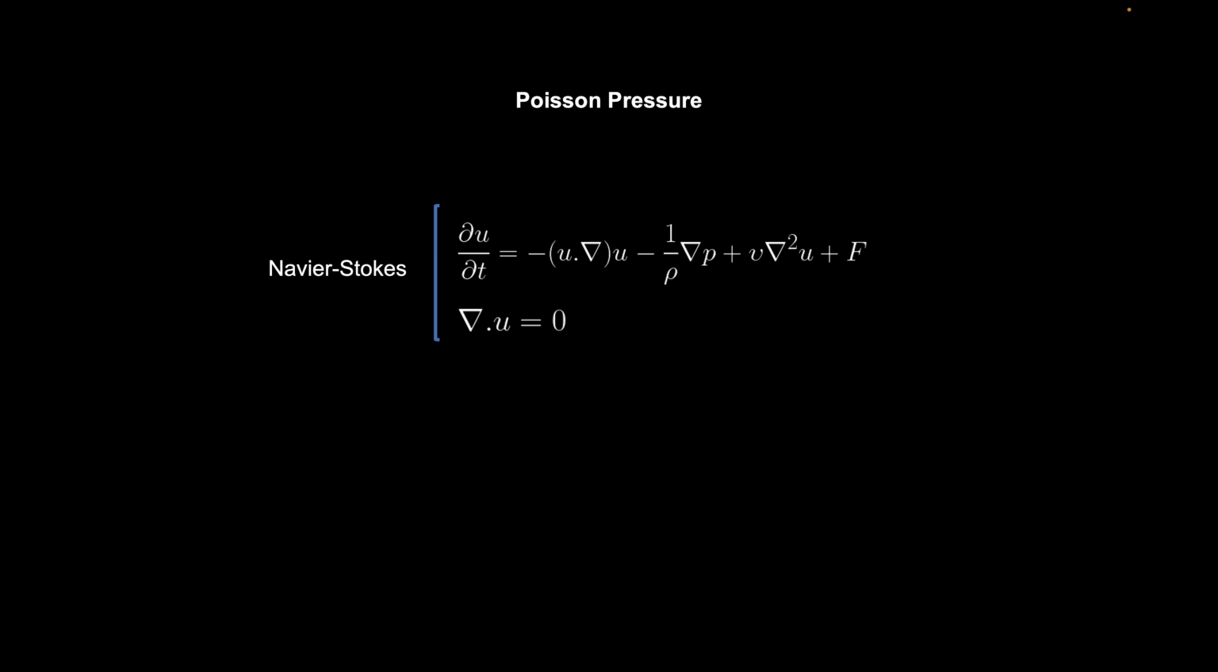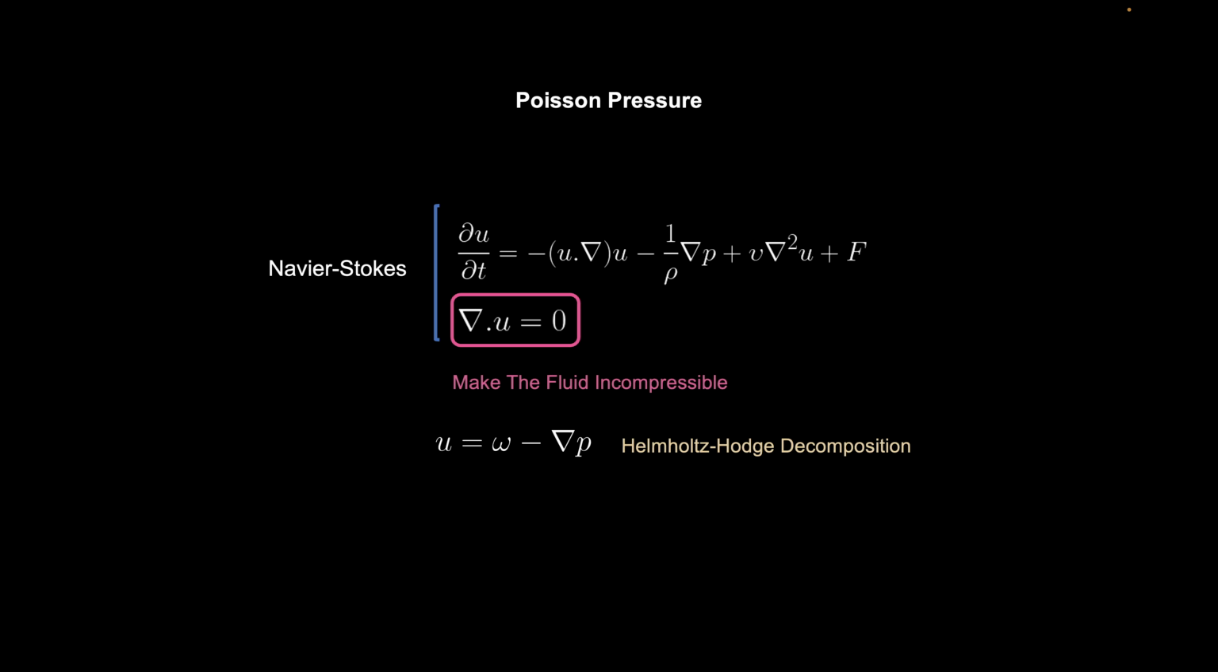Okay, let's see how we do it. In the Navier-Stokes equation, we have the zero divergence condition on the velocity field that ensures the fluid remains incompressible. One way to solve this is through the Helmholtz-Hodge decomposition theorem, which tells us that the divergence of the velocity can be corrected by subtracting the gradient of the resulting pressure field.